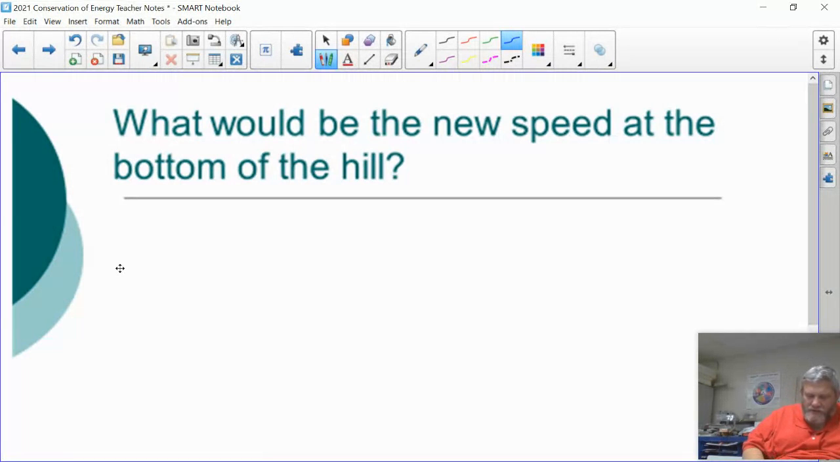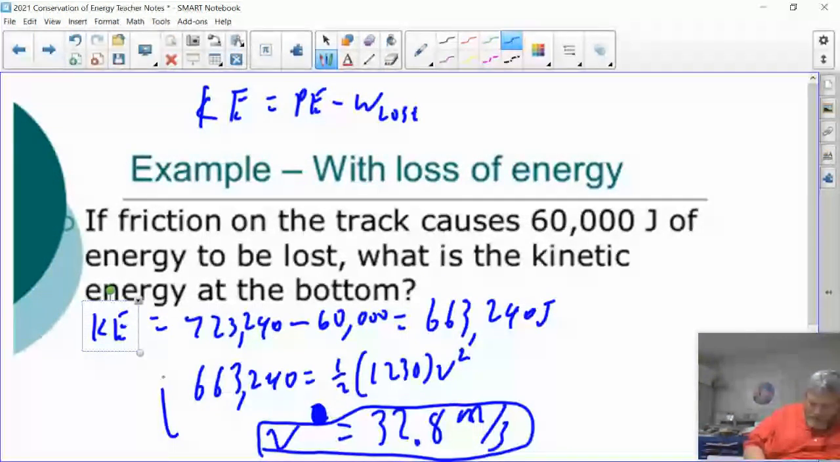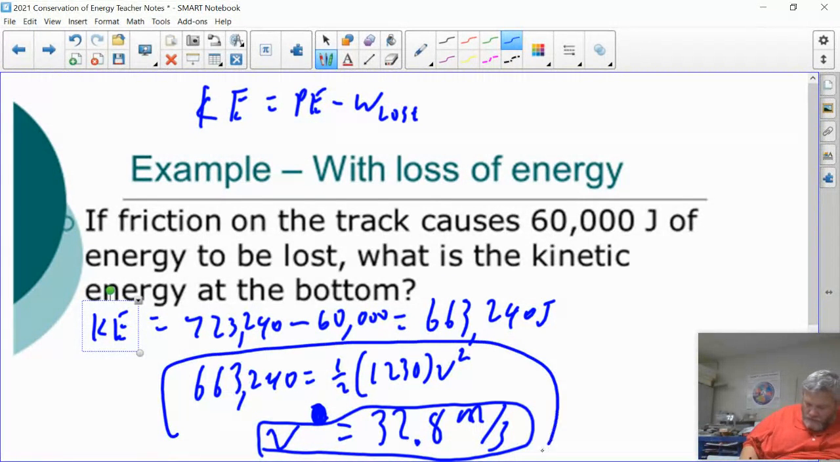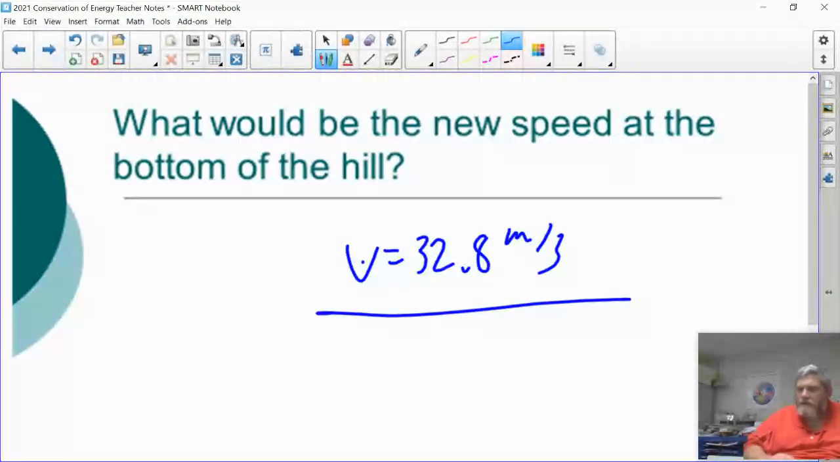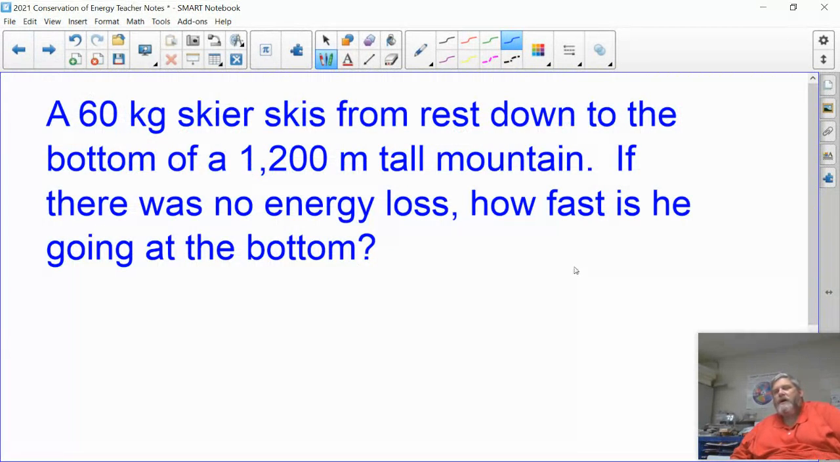Sorry, I jumped ahead a little bit there. So what we did here would answer my question here. So the V would be 32.8 meters per second. I jumped a little bit ahead there, sorry. All right, let's try another one.